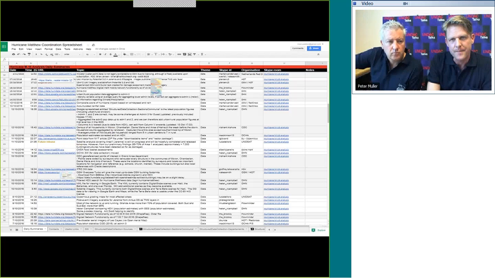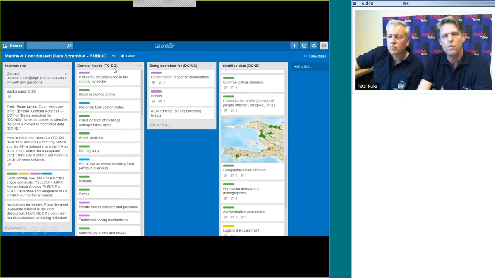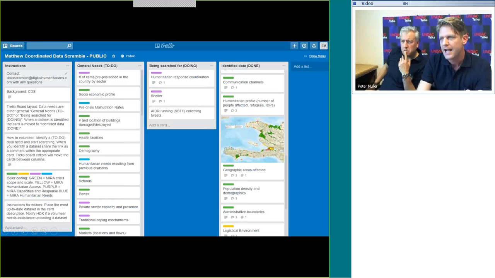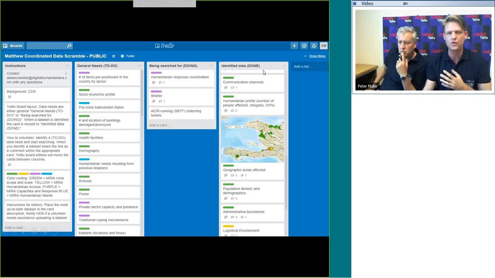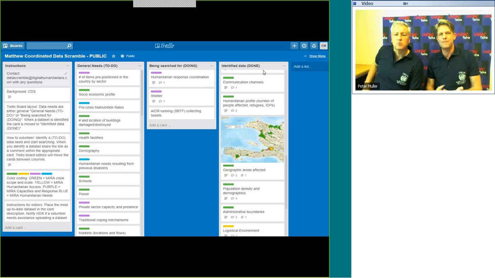And we also used a platform called Trello, which you see here. Basically we have 3 columns and some instructions. Here we would list what information we were looking for, what was being searched on, and what had already been identified. That would allow people to understand who's working on what, and if you were, for example, planning a deployment or doing some analysis, and you were interested in understanding the populations in the affected areas or looking for a map of water points, then you at least would know that this is being worked on, or maybe even available. All this information was then posted on HDX, Humanitarian Data Exchange.